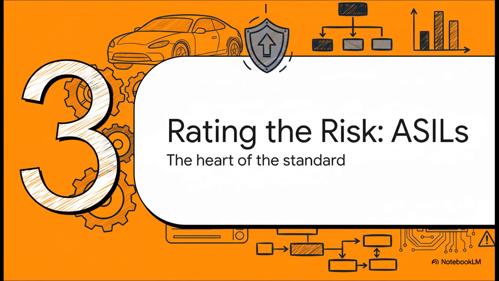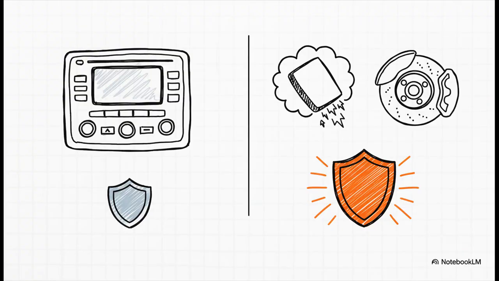Okay, so how does this standard actually work? To get that, we need to talk about its core concept, which is how it rates risk. It's a system called ASILs, and honestly, this is the heart of the entire standard. ASIL stands for Automotive Safety Integrity Level, but you can just think of it as a risk rating. It's a way to figure out how critical a system is for your safety. For example, the software that runs your car radio, not very critical. But the system that controls your airbags or your brakes, yeah, that's a whole different story.